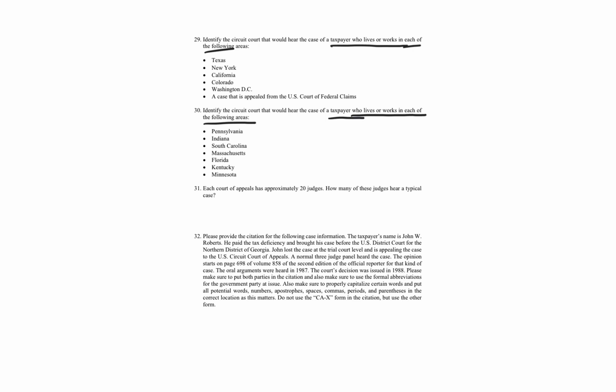A taxpayer who lives or works in Texas, what circuit would they appeal to? That would be the Fifth Circuit, so I'm just going to put the number 5. Next is New York. That's going to be the Second Circuit, so 2. California is in the Ninth Circuit, so 9. Colorado is in the 10th Circuit, so 10. Washington, D.C. is in the D.C. Circuit. So remember, there are 12 geographic circuits: 11 numbered circuits, and the D.C. Circuit.